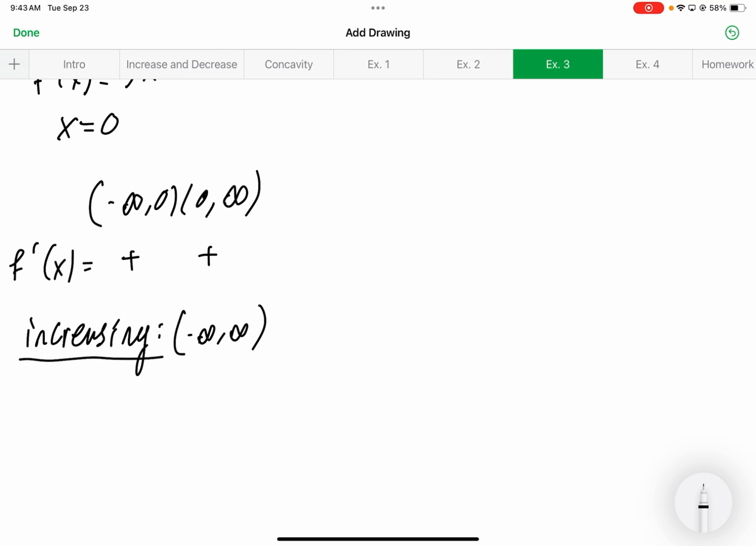So if there was some sort of undefined value, I would need to keep those intervals split up. But think about the nature of x cubed. I'm talking negative outputs, it hits 0, and then it goes to positive outputs. So it is fully increasing on its whole domain. But in situations like this, we need to be careful.